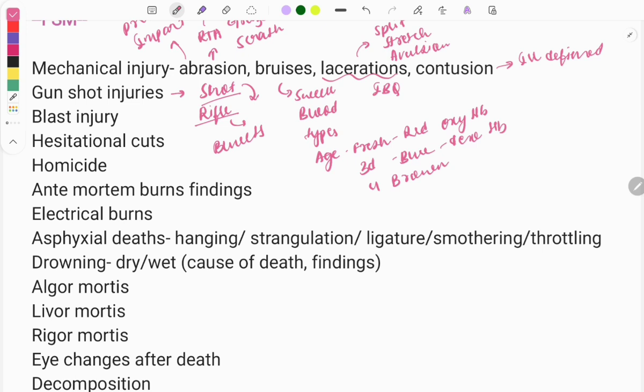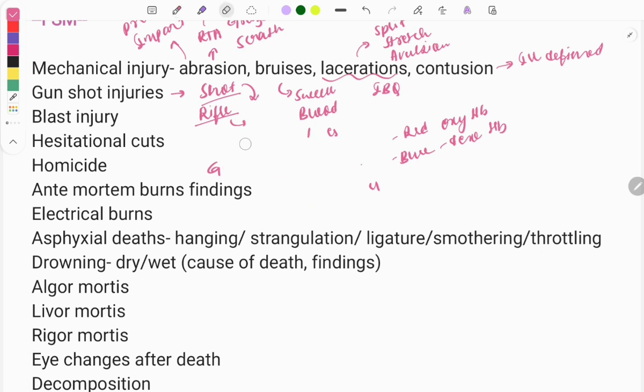And you need to know the composition of the gunpowder. There are 3 types of gunpowder: the black, the smokeless and the semi-smokeless. So you need to know the contents of these. Like in the black, there is charcoal, potassium nitrate and sulfur. And in the smokeless, there are 3 components present: nitrocellulose, nitroglycerin and nitroguanidine.